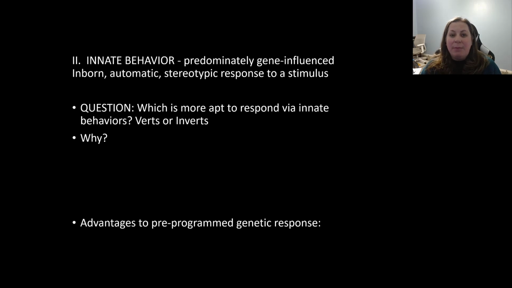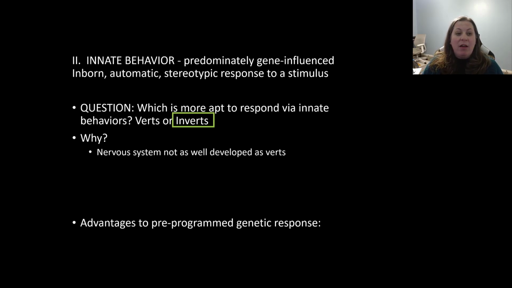Which is more adapted to respond in an innate behavior? Is it the vertebrates or the invertebrates? Well, if you said invertebrates, that is the correct answer. Why are invertebrates going to do more innate behaviors? Well, their nervous system is normally not as well developed as vertebrates are. All right, so they don't have that advanced nervous system.